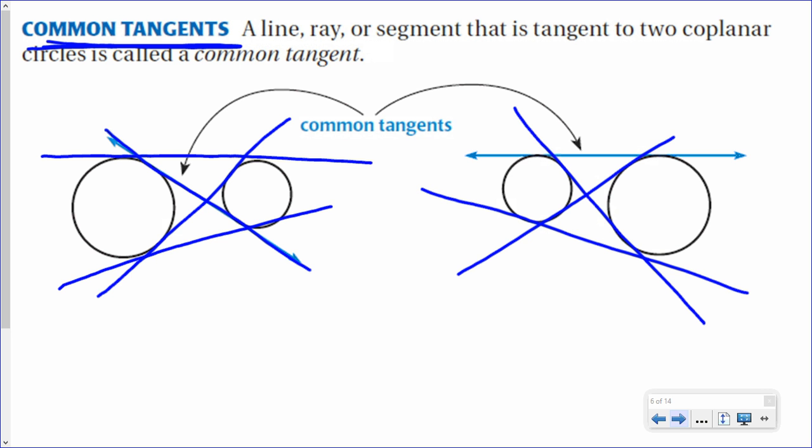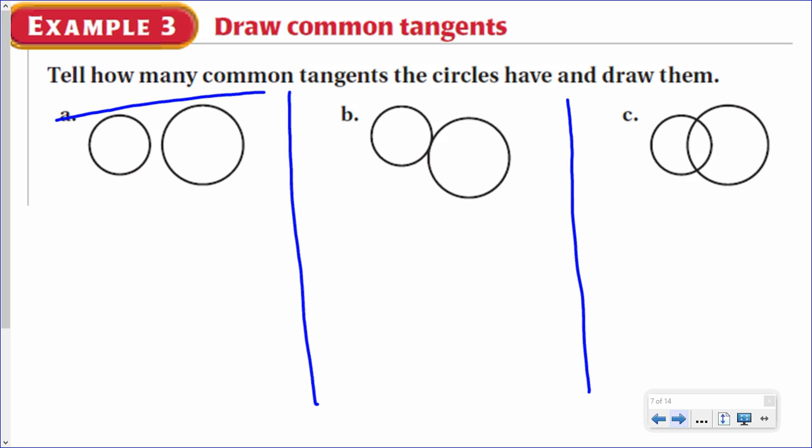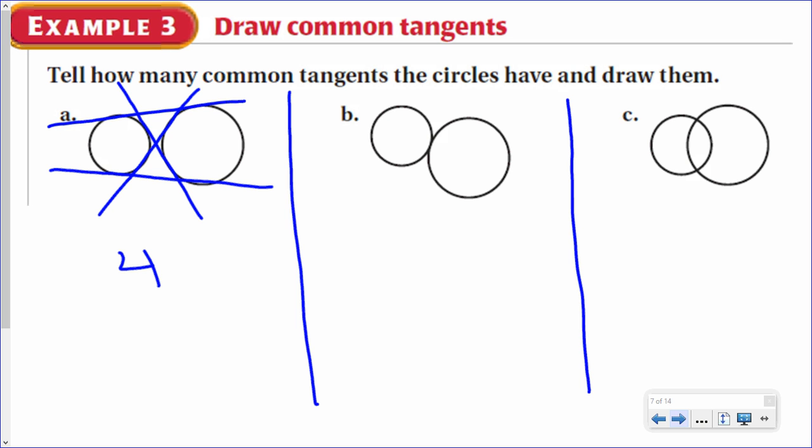Okay, so now you have the heading common tangent, so let's put examples in. You'll have 3 different examples, A, B, and C. These first 2 circles are separate from each other, and it's going to look just like the previous page. Once you have those 2 circles drawn in, you're going to draw 1, 2, and then the diagonals 3 and 4. This one's going to have 4 common tangents.